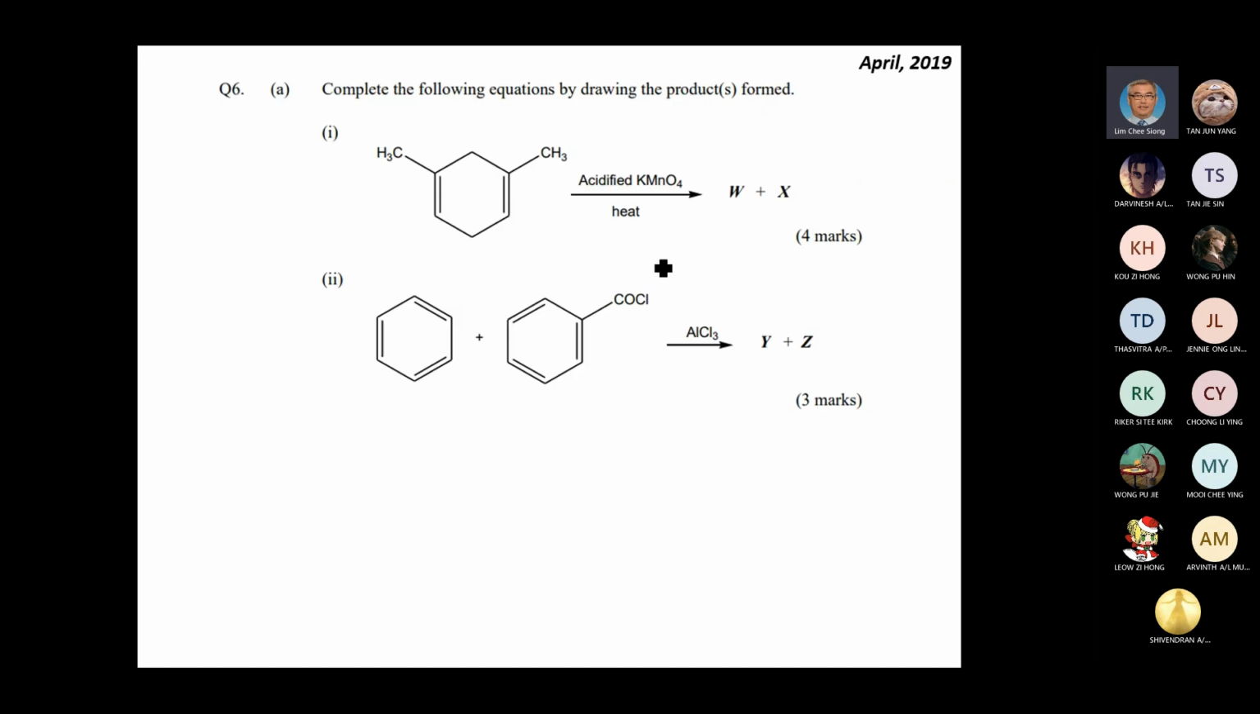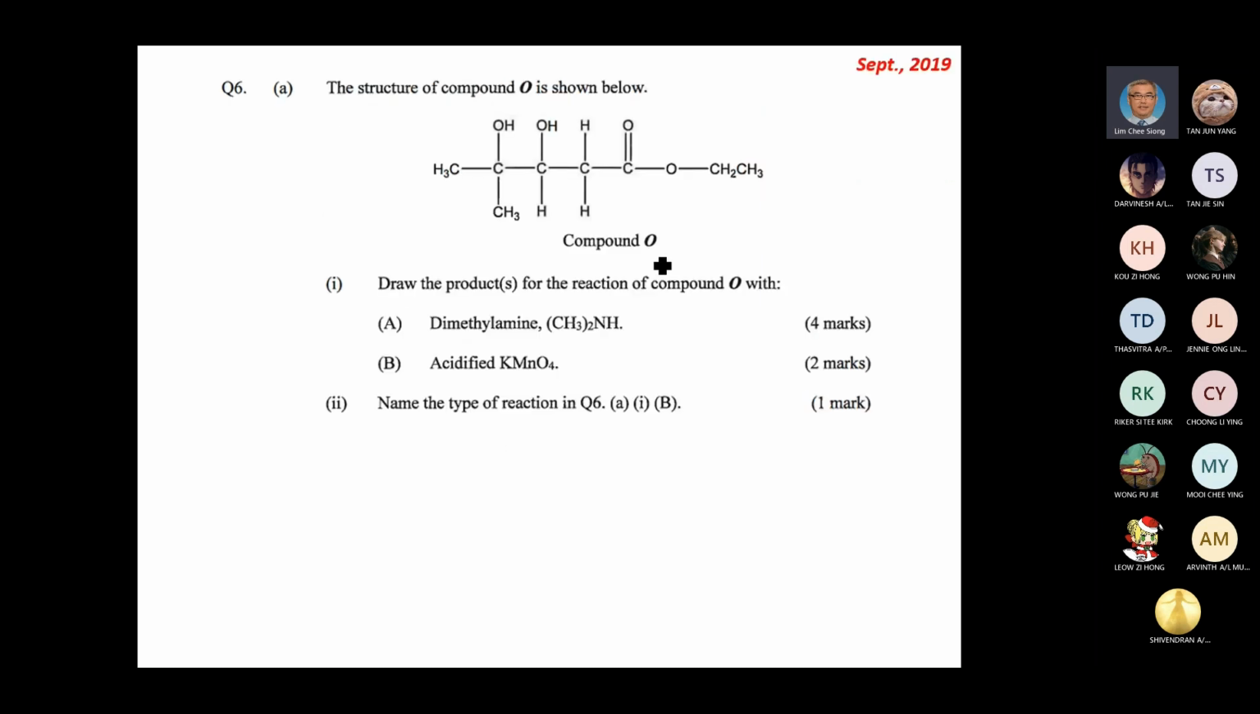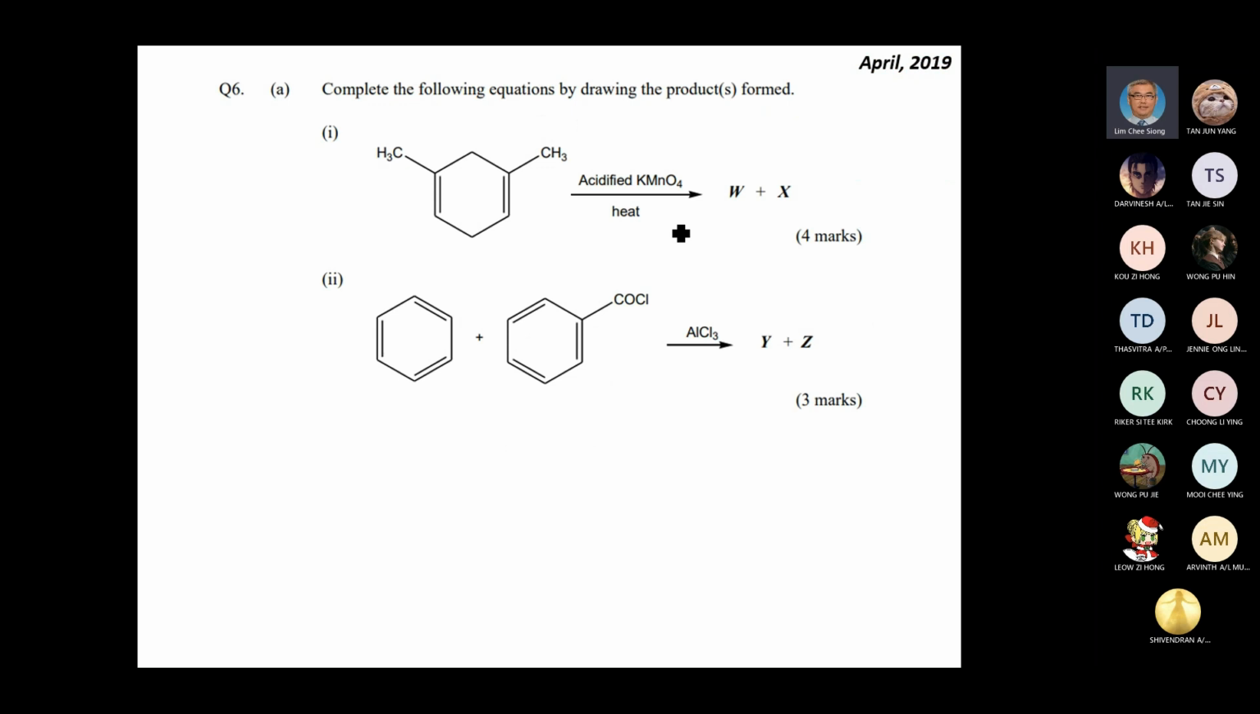When you go for the answer. Okay, so question number 6, quite similar. We go faster. Okay, complete the following equation by drawing the product formed. So we got W, you got X here, the compound acidified, then followed by heat. So what are you going to do? Yes, we know we are going to cleave the chemical structure. Here should be. So this compound can be obtained.